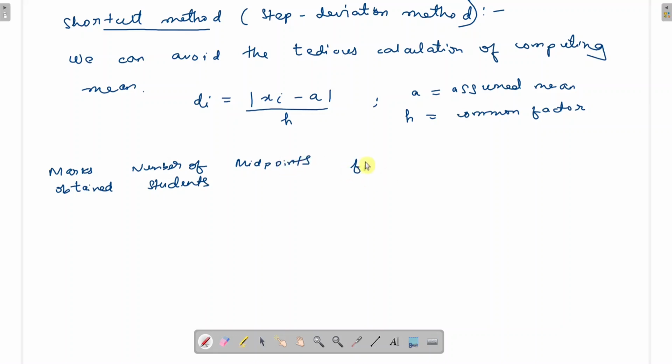Then next will be Fi di. Before that we require di here. di is equal to xi minus a divided by h. So what we have to note is do not write modulus here. Okay? You should not write modulus. Then we have Fi di here. Okay, and then we have to find modulus of xi minus x bar and Fi modulus of xi minus x bar.